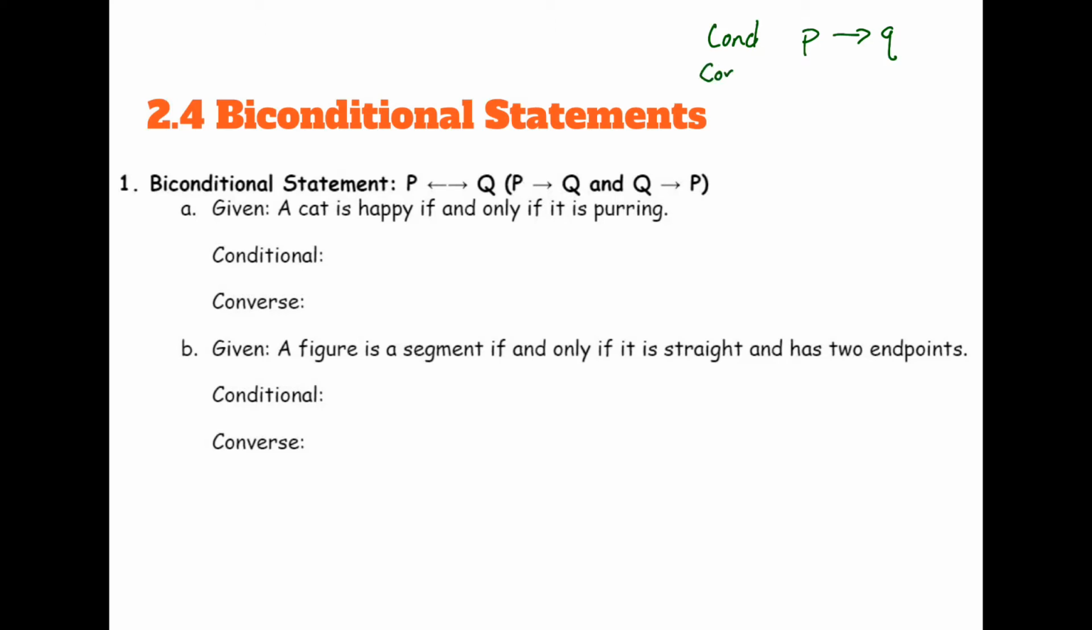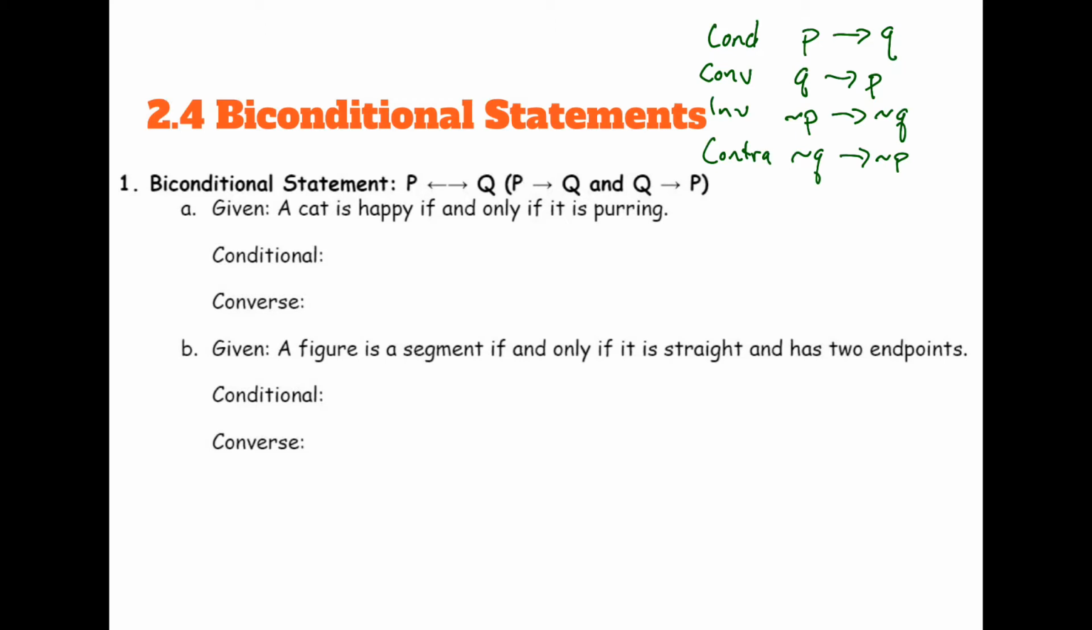A converse statement is in the form of Q implies P. An inverse is not P implies not Q. So a reminder that the converse is when we swap them. We swap our hypothesis and conclusion, and the inverse is when we negate them. So we use the word not. And then we have the contrapositive, which is going to be not Q implies not P. So it puts them both together. It swaps it and it negates it.